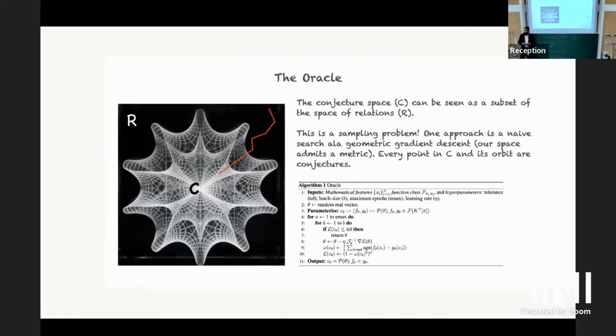So here's our algorithm that generates conjectures. The high-level approach is you initialize in the space of relations, and you use some basic machinery that is known to physicists, mathematicians, and computer scientists, called gradient descent, to approach the conjecture space. And every time you hit the conjecture space, you get a conjecture that is true on as much data as you have supplied in your compact set.